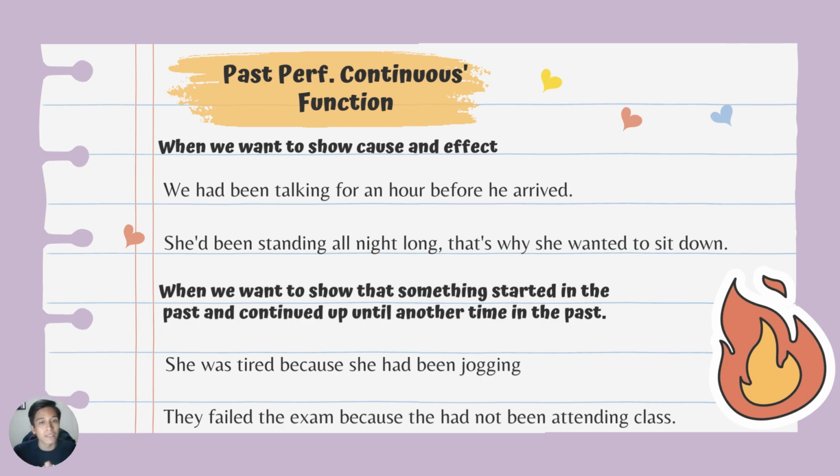Here we have the cause and the effect. She was tired because she had been jogging. They failed the exam because they had not been attending class. We can see also the cause and effect. Why did they fail the exam? Well, because they had not been attending class.